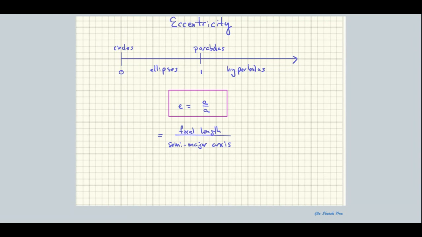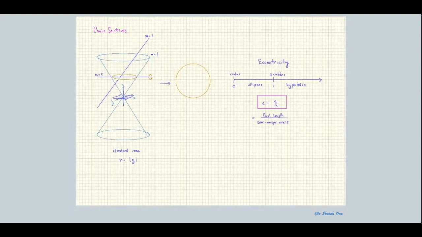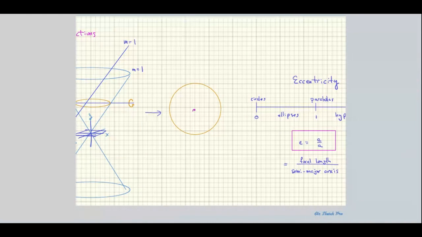And for most of the cases we're working with, that will represent the focal length, the distance from the center to the focus, divided by the semi-major axis length. That's the distance from the center to the vertex, or to one of the 2 vertices, I could say. So the circle only has 1 vertex right here in the center. That's not a vertex, that's a focus. It has one focus.